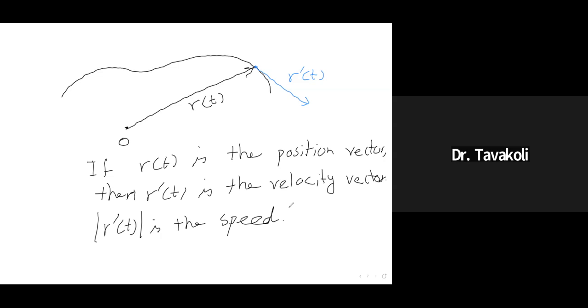So this could be a more clarifying explanation of how r of t and r prime of t are related, and also how the length of r prime of t is related to r prime of t. In this context, the velocity is a vector, but the length of that is not a vector, it's just a number showing the magnitude of that vector.